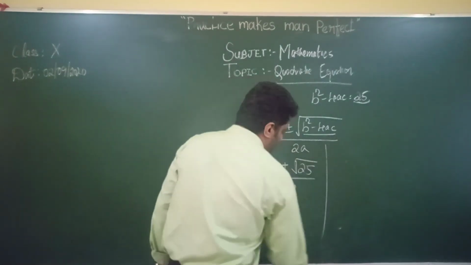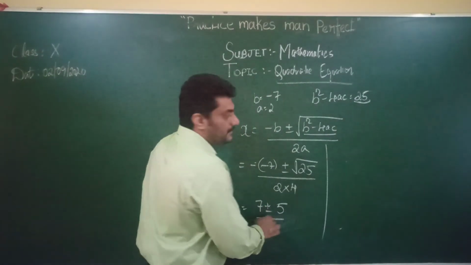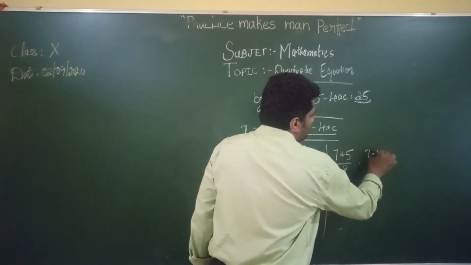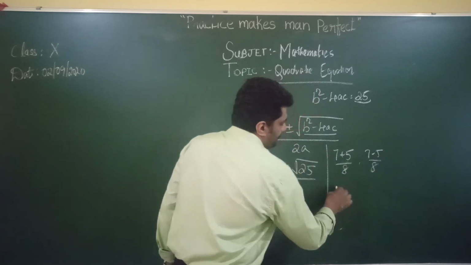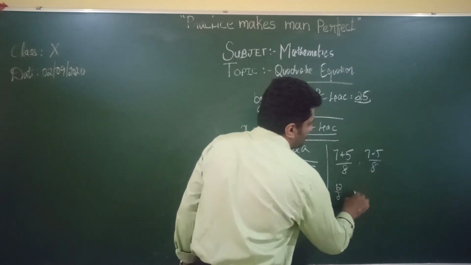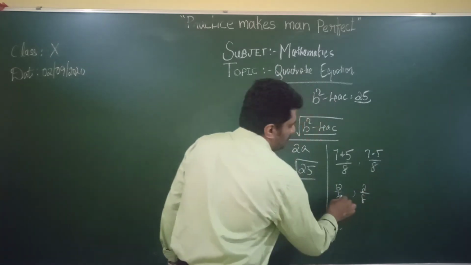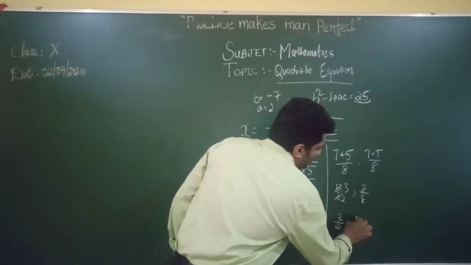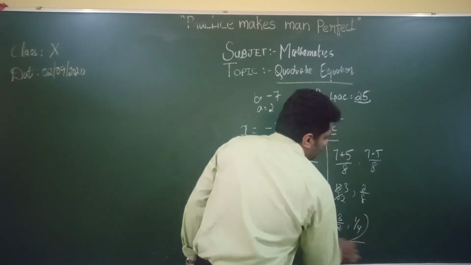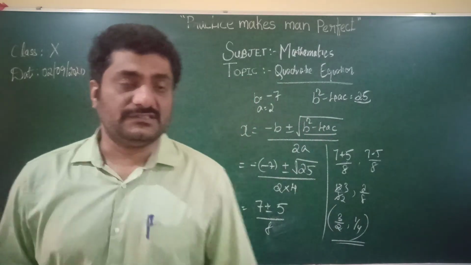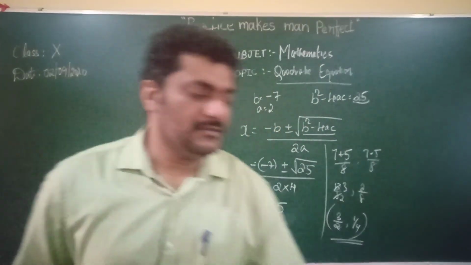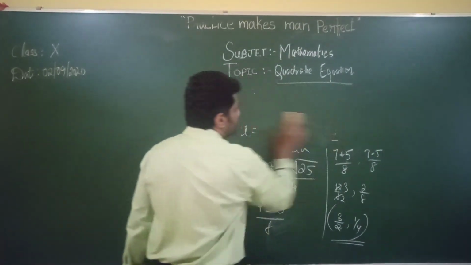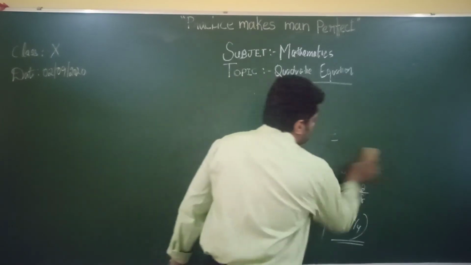Now how do we simplify this? One is plus and the other one is minus. That means 7 plus 5 by 8, 7 minus 5 by 8. 12 by 8, 2 by 8. 4 2s are 4 3s are 3 by 2, 1 by 4. This is how we find the values of x or the roots. See, whenever they tell about the roots or solution, it is nothing but the value of x which we are finding.